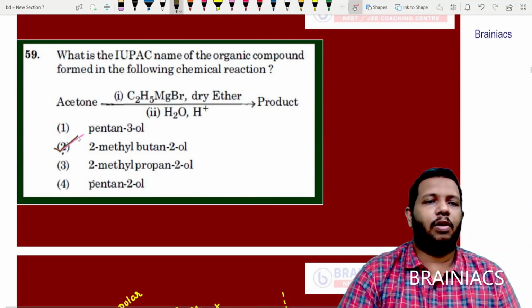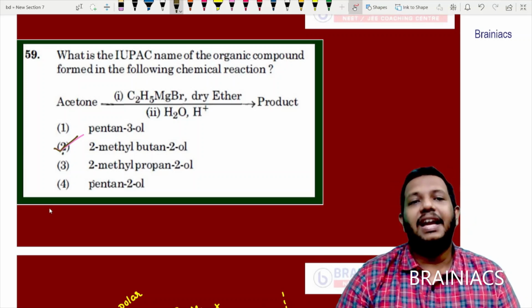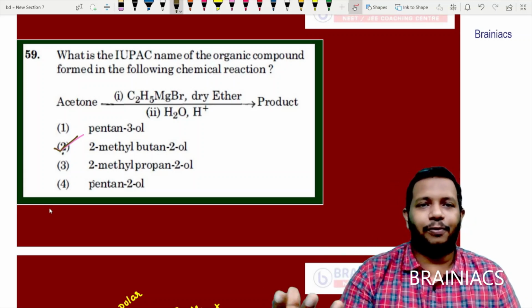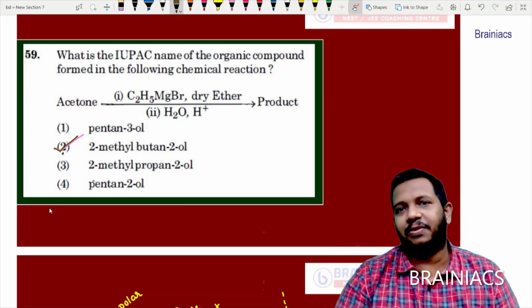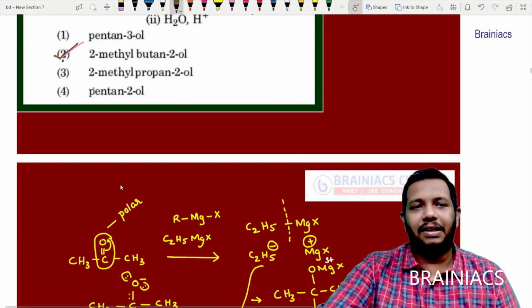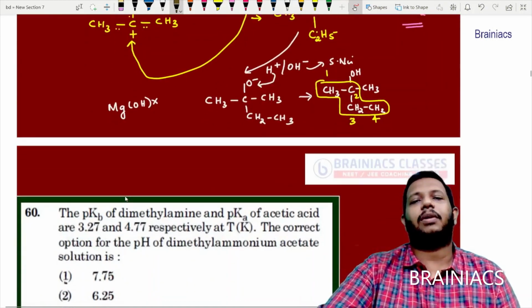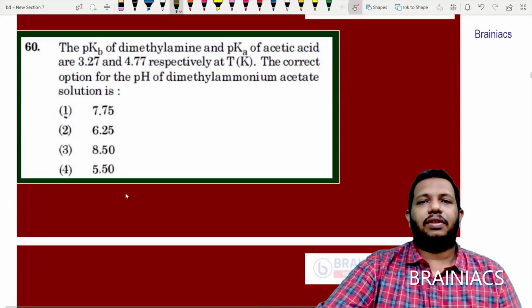I hope all of you have got this, because this is directly from NCERT, and we have practiced it a lot of times. Even in our model exam this type of question was there. So I hope all Brainiac students have scored completely on this question. All of you have scored perfectly. Okay, so let's go to the next question.